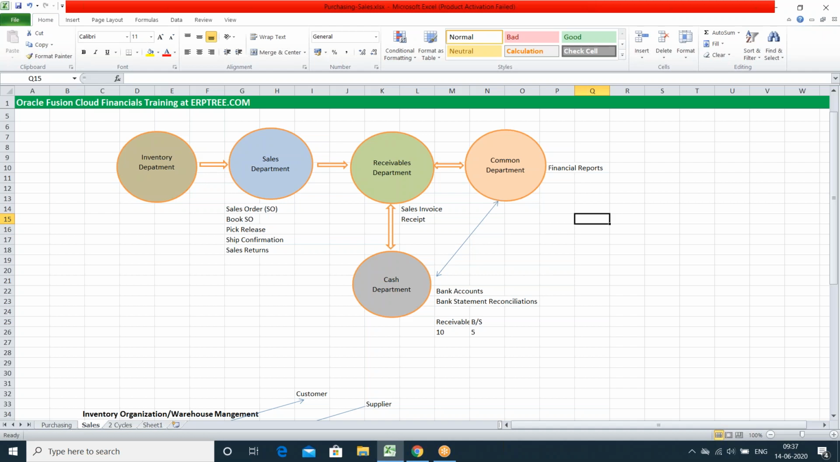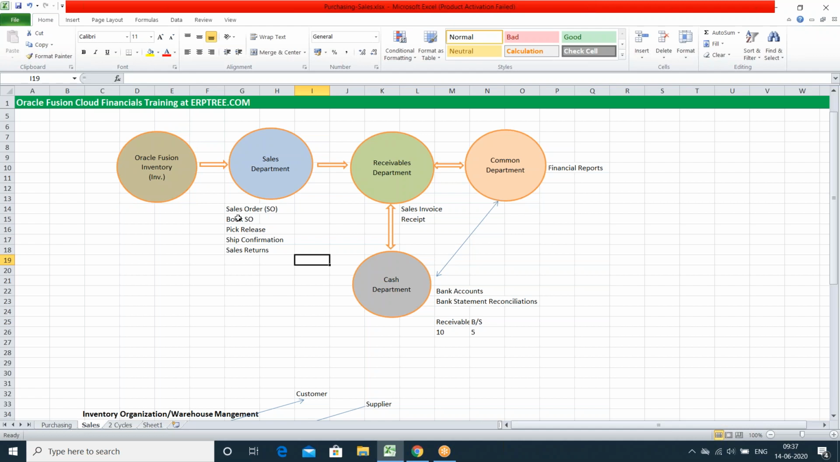Now, to perform all these department-specific activities, we have separate applications from Oracle. To handle inventory-related activities, we have an application called Oracle Fusion Inventory. Already we discussed this in the P2P cycle. We have an application from Oracle, that is Oracle Fusion Inventory.